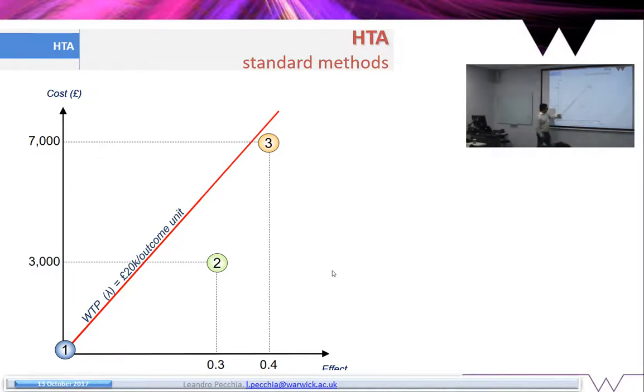I'm assuming that the willingness to pay, the national threshold in the UK, is £20,000 per outcome. We don't know what the outcome is at this moment. And if you work out the math, you are right. The ratio between the cost and the effectiveness is lower for technology number 2 than it is for technology number 3. Because if you divide, it should be the math.